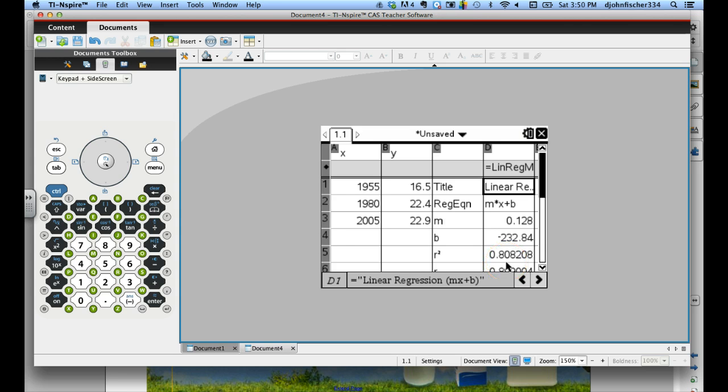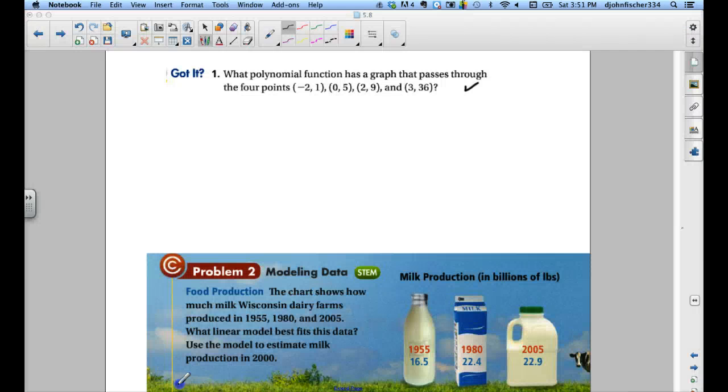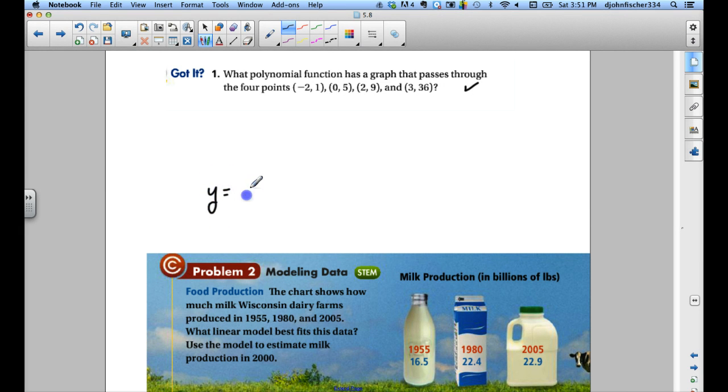0.128 and a negative 232. So this becomes y equals 0.128x minus 232. Now, on here they might have a different, not too much different, but a little different answer, because of the fact that they don't use the year per se on here.